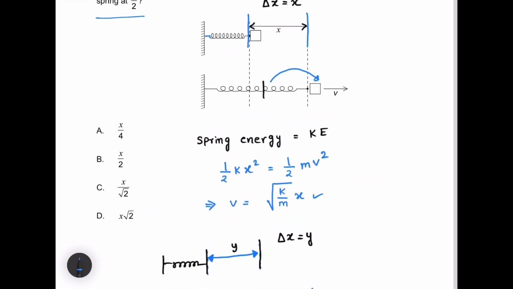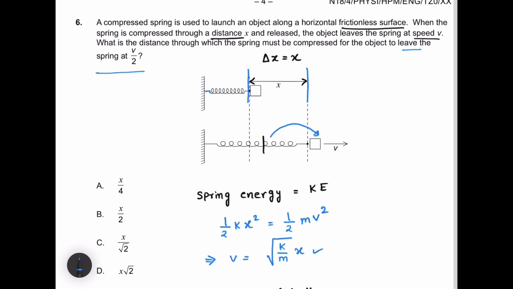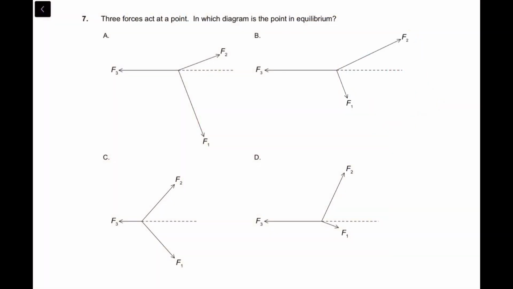So that means the spring must be compressed by x by 2 such that the spring leaves at a speed of v by 2. I hope you understood. Proceeding on to the next question, three forces act on a point. In which of the diagrams is this point in equilibrium?